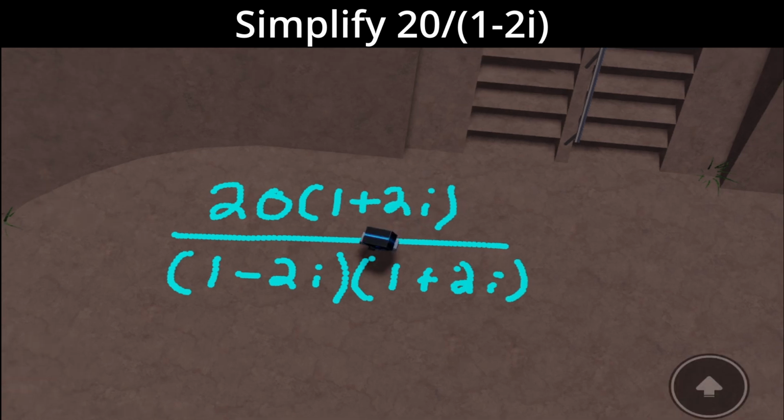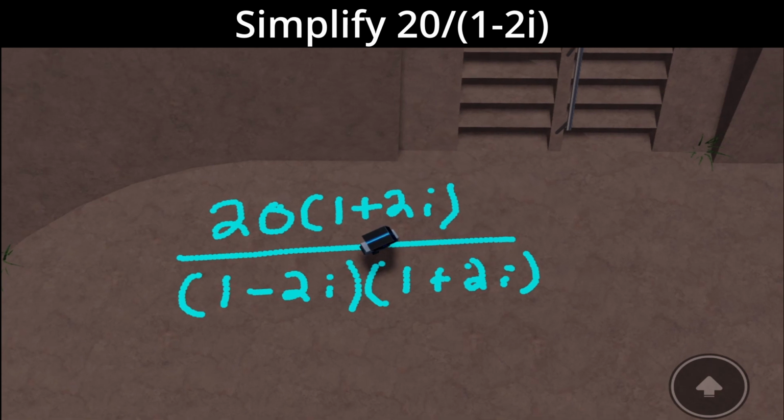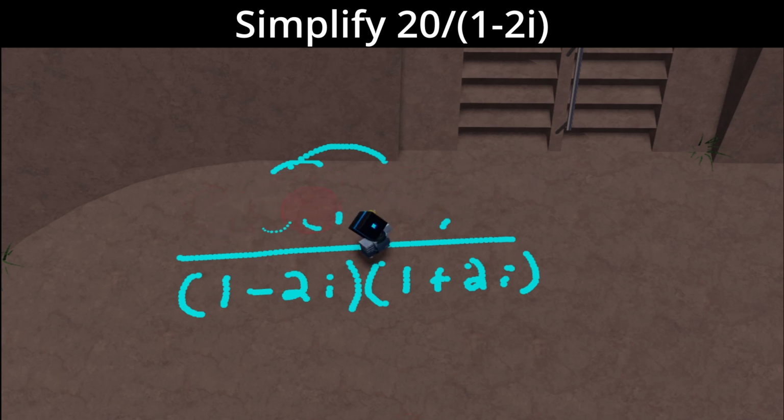So now we just need to multiply these out. Let's start with the numerator. 20 times 1 is just 20. 20 times 2i is just 40i. So the numerator just becomes 20 plus 40i.